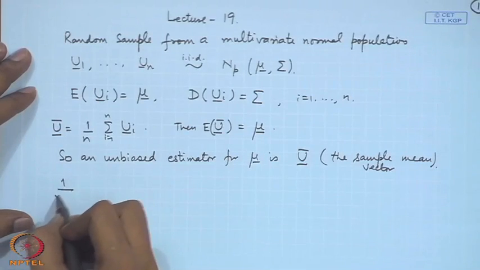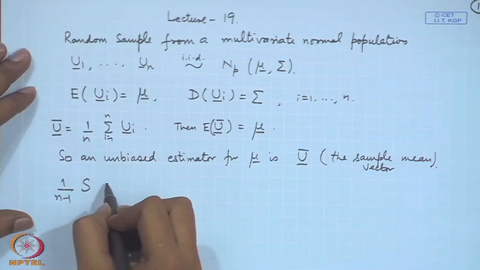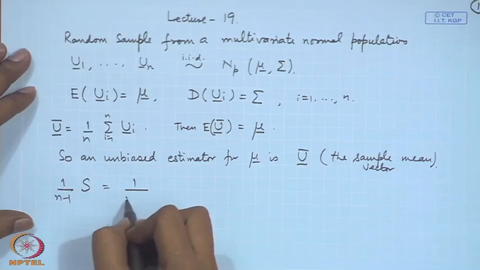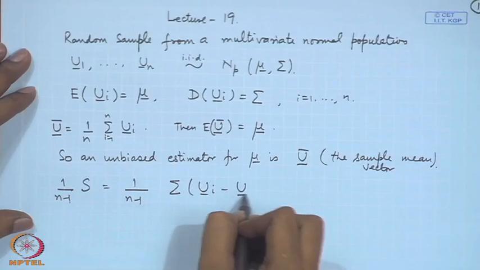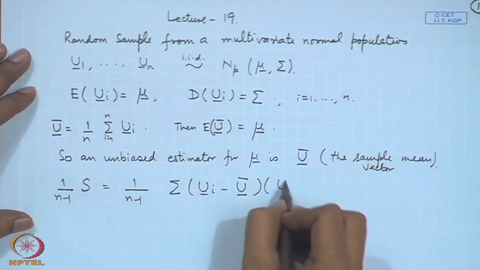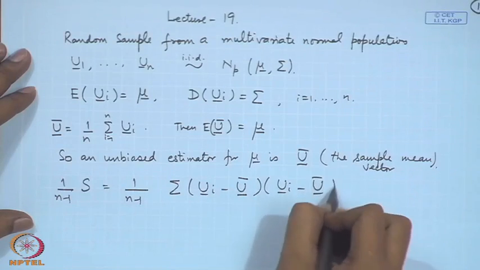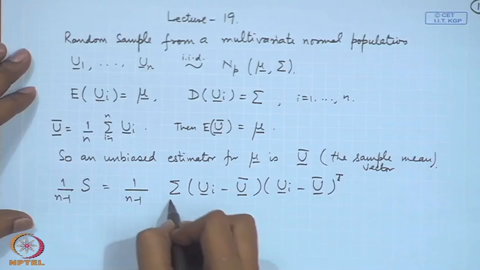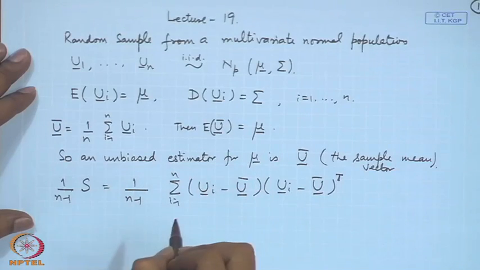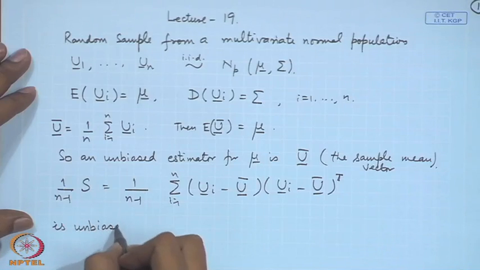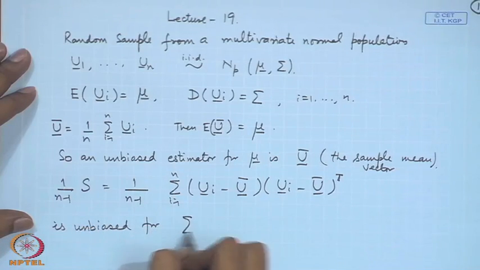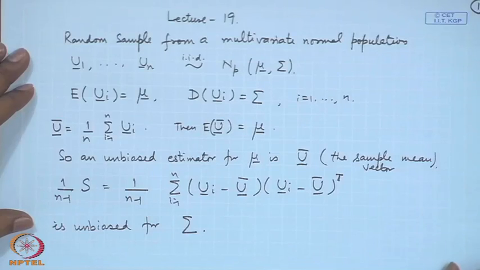Similarly, we can consider 1 by n minus 1 S, that is equal to 1 by n minus 1 sigma (Ui minus U bar) into (Ui minus U bar) transpose, i equal to 1 to n. This is unbiased for sigma. Let me give the interpretation of this here.